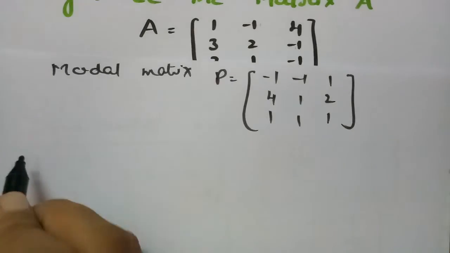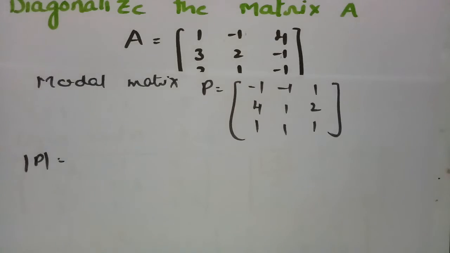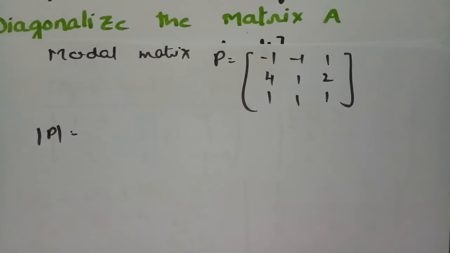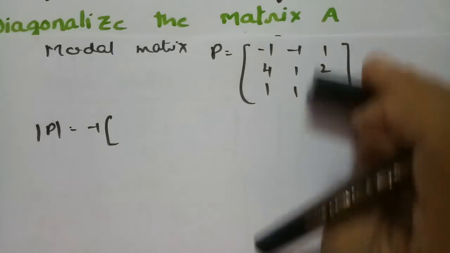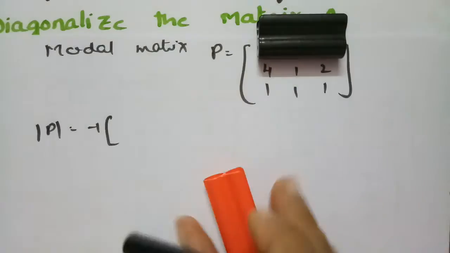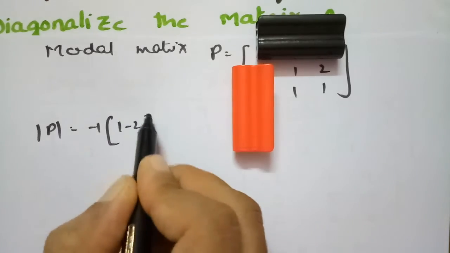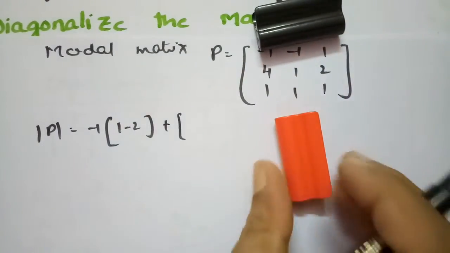For P inverse, the determinant of P is very important. So let me show you the determinant. For minus 1, this is minus 1 times, and now we have to close this row as well as this column, so this will be 1 minus 2. And for the middle one, this is minus 1 plus 1 times.